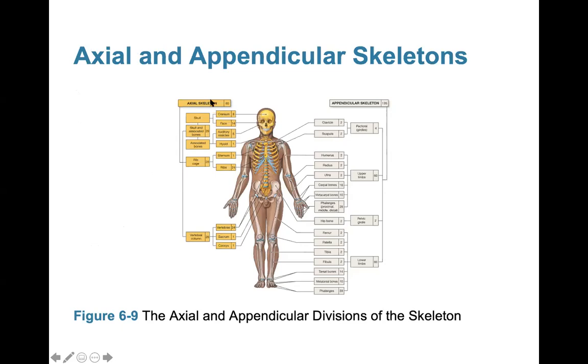And here you can see the breakdown of the axial skeleton bones versus the breakdown of the appendicular skeleton bones. There are 80 axial skeleton bones and 126 appendicular.